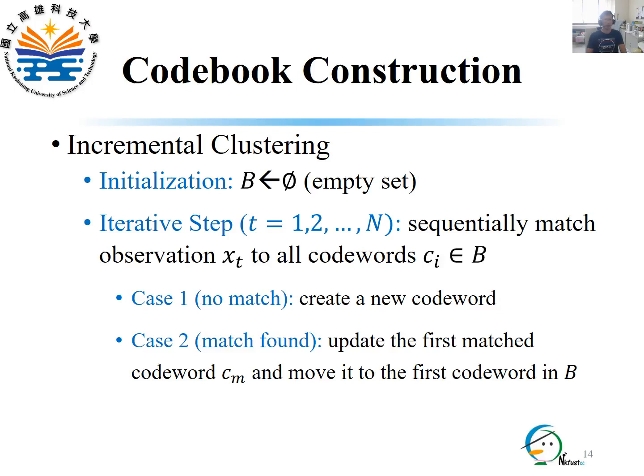The steps for the incremental clustering algorithm are described as follows. Firstly, the corpus B is initialized as an empty set. At each iterative step, we sequentially match observation X_t to all cohorts in B. If there is no match, we create a new cohort to represent X_t. Otherwise, we update the first matched cohort C_m using X_t and move it to the first cohort in B. The definition of a match of X_t to a cohort is deferred to the next discussion.